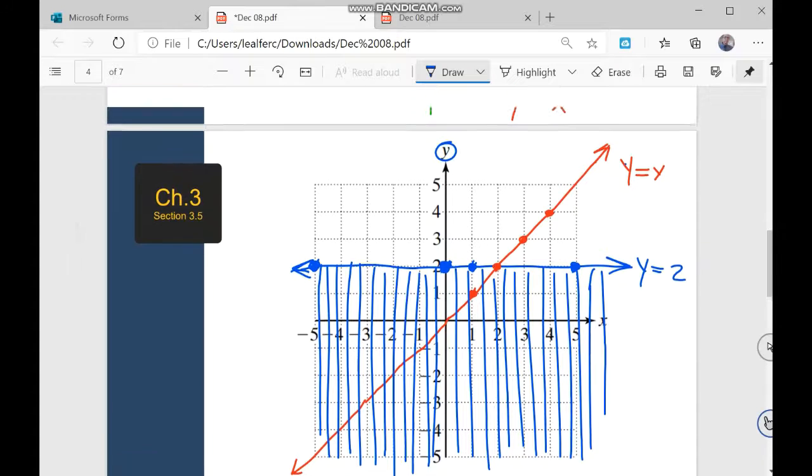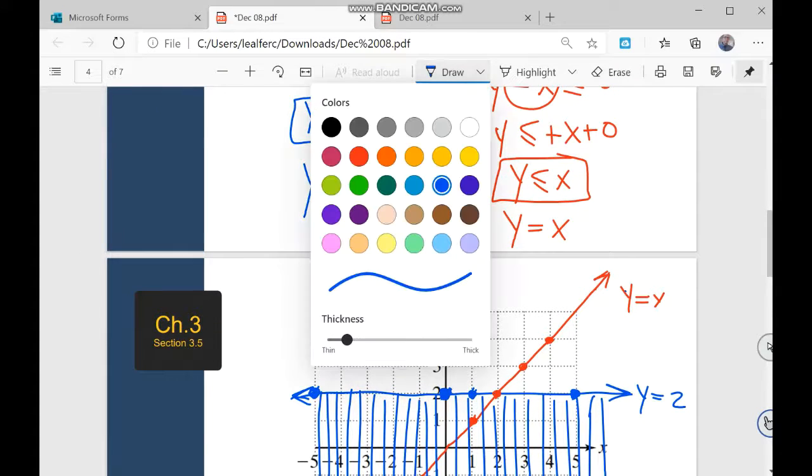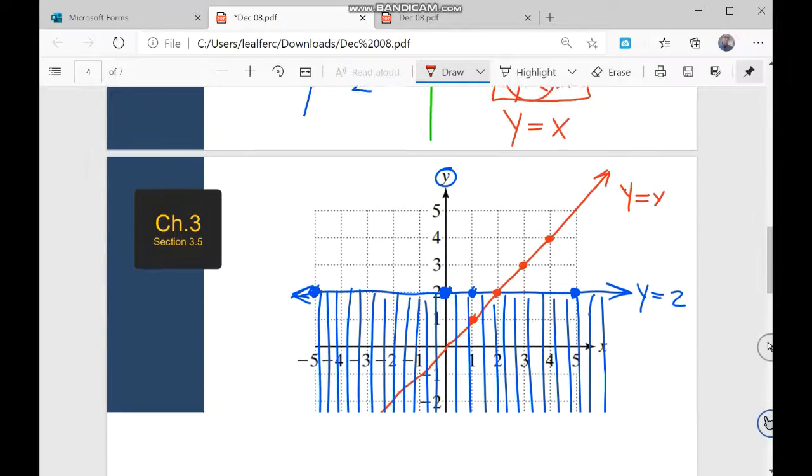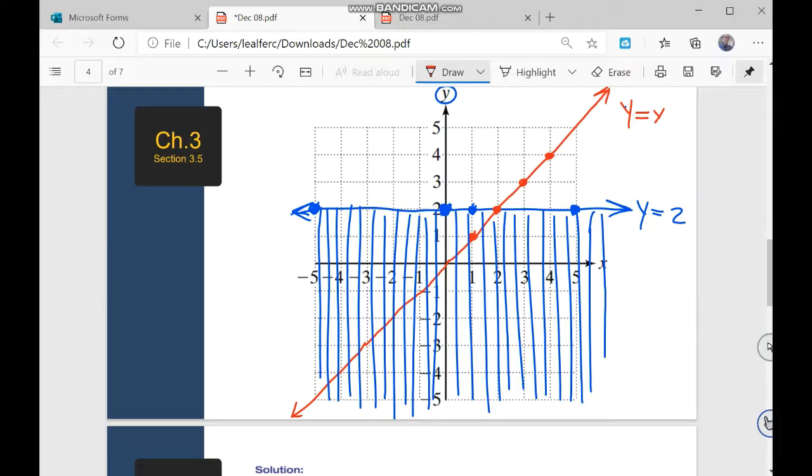The other one is y less than or equal to x. If it's less than, shade everything below the line. If less than, check the procedure, shade everything below the line.